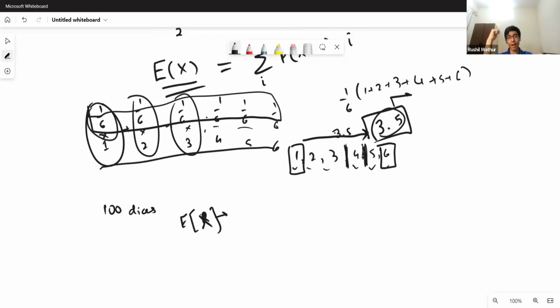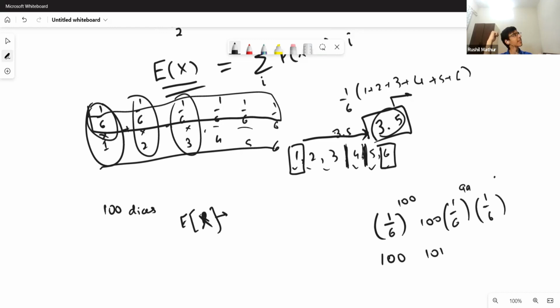Now, if you start calculating probabilities of each thing, because there are 100 dice, the minimum value you're going to get is 100, and that happens with a 1 by 6 raised to 100 chance, 101 with 100 times 1 by 6 raised to 99 into 1 by 6 raised to 100 only into 1. Yeah, whatever. So you're not going to be doing this.